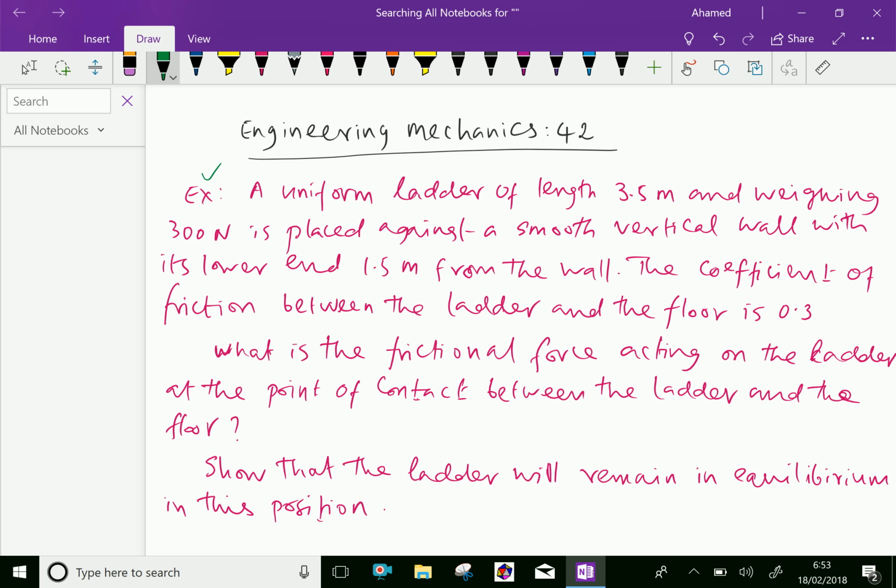Example: a uniform ladder of length 3.5 meter and weighing 300 Newton is placed against a smooth vertical wall with its lower end 1.5 meter from the wall. The coefficient of friction between the ladder and the floor is 0.3. What is the frictional force acting on the ladder at the point of contact between the ladder and the floor? Show that the ladder will remain in equilibrium in this position.